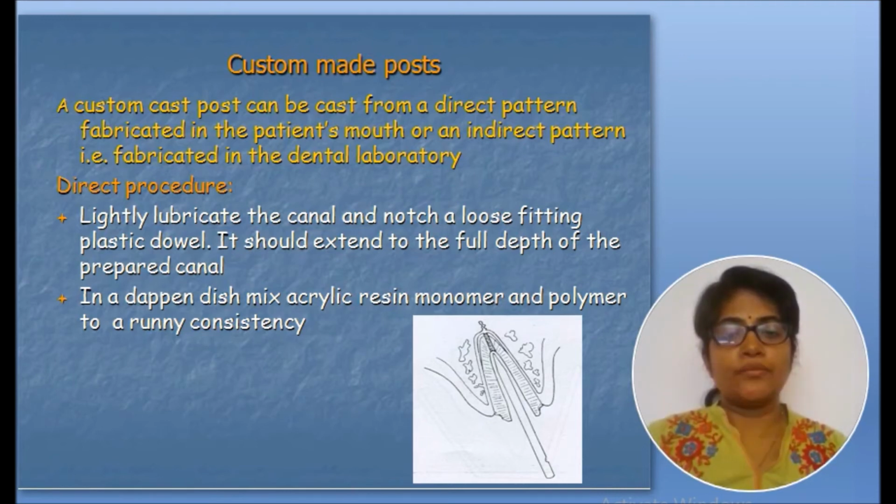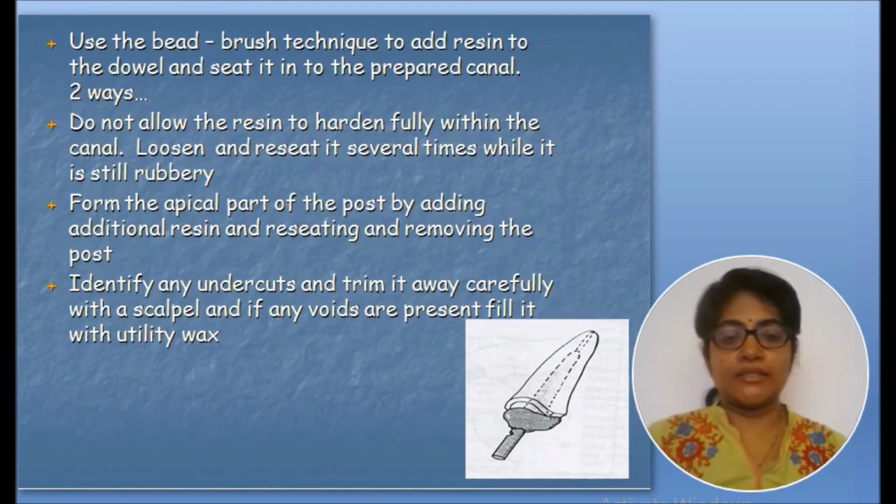In a dampened dish, we have to mix the acrylic or pattern resin monomer and polymer in a runny consistency. Use the bead brush technique to add the resin, especially pattern resin. We don't use any other self-cure acrylic resin for this purpose because of high polymerization shrinkage. Only pattern resin has the lowest amount of polymerization shrinkage and highest dimensional accuracy. Therefore, it is used. So we have to go on adding the pattern resin to the plastic post and go on modifying the internal surface till it is fitting exactly in the prepared canal.